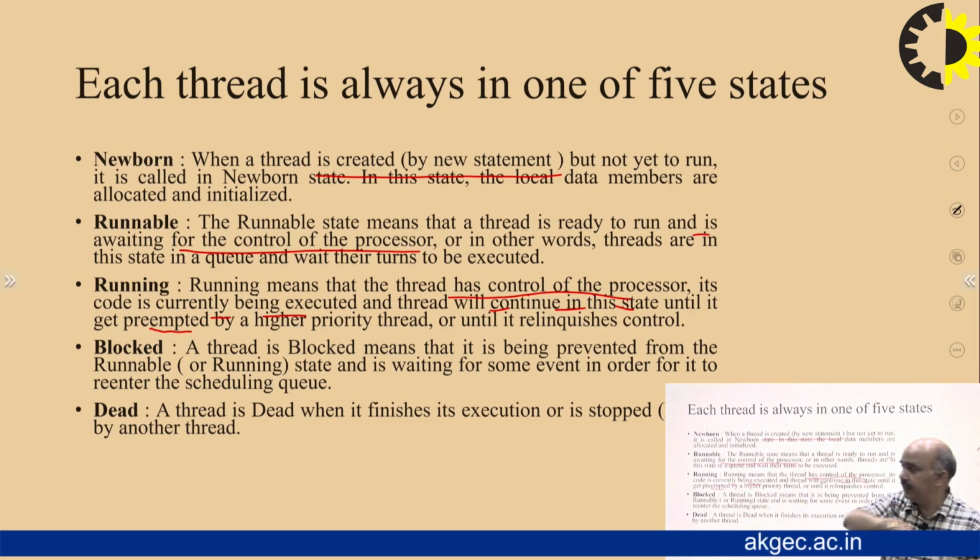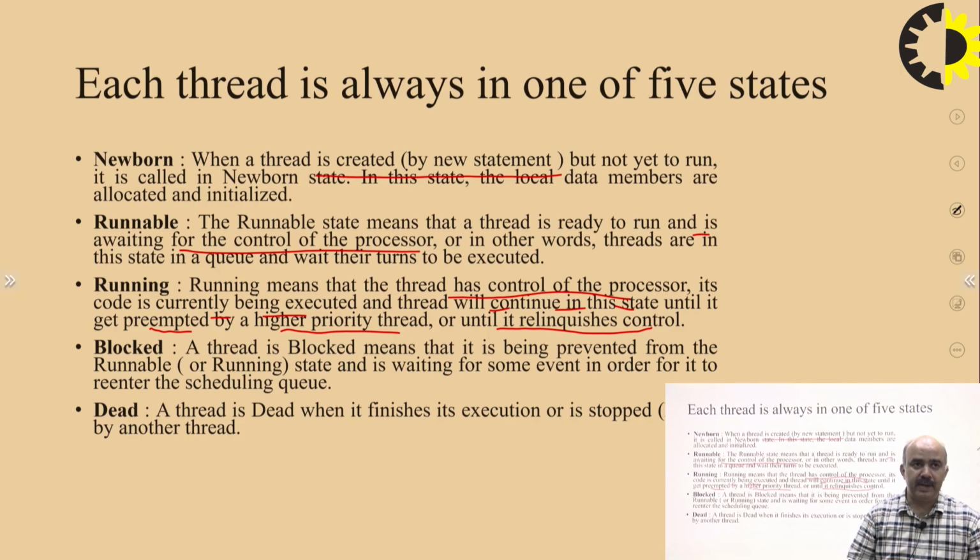Another one comes in and they are kicked out by the high priority threads, or until it relinquishes control, or you can say they themselves executed all the processes and their task is completed, and they move to the dead state. Blocked state means the thread is prevented from moving from runnable to the running state. It is waiting for an event in order to re-enter the scheduling queue.